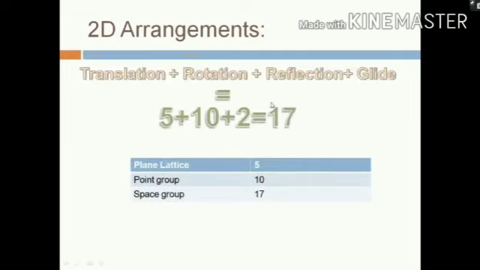Next, we can combine glide also. So by combining translation and rotation, we get 5 2D lattices. By combining rotation and reflection, we get 10 2D point groups. And by combining glide, we get a total of 17 2D space groups. We will talk about 3D arrangements in the next videos.